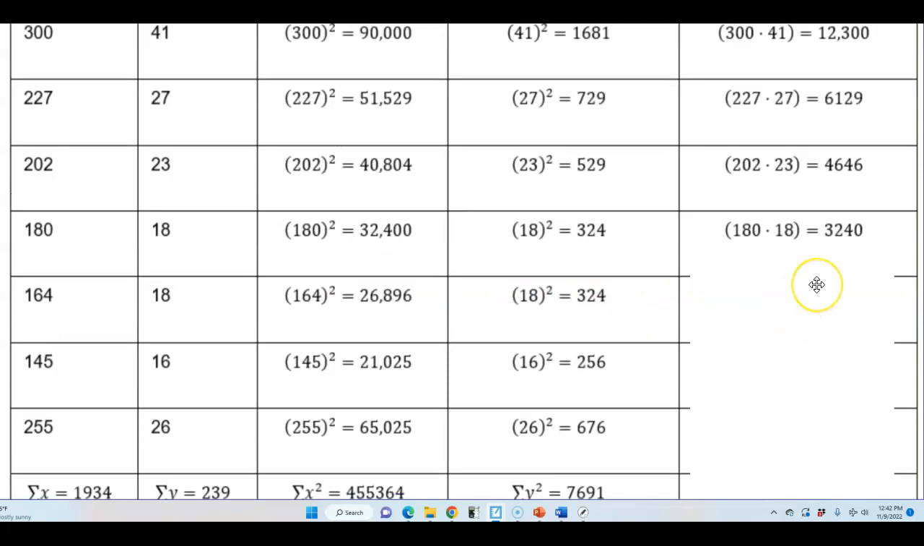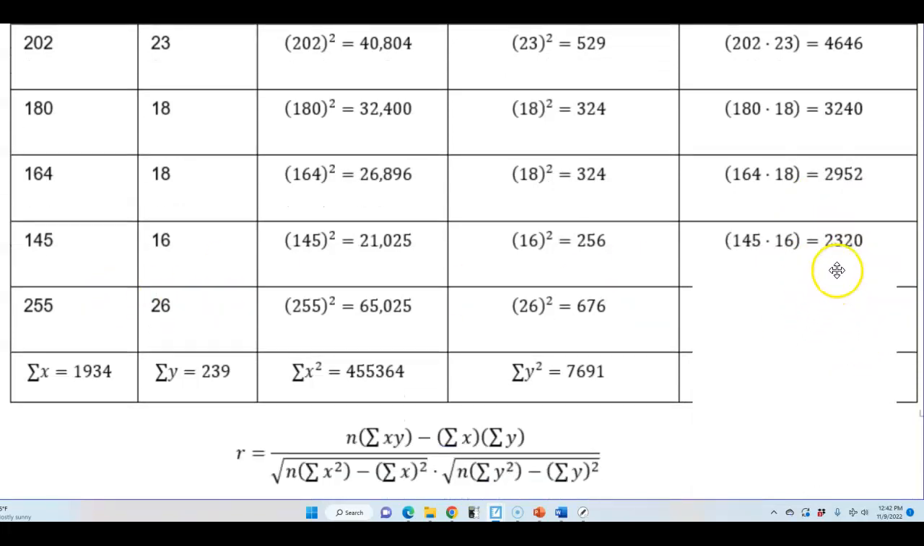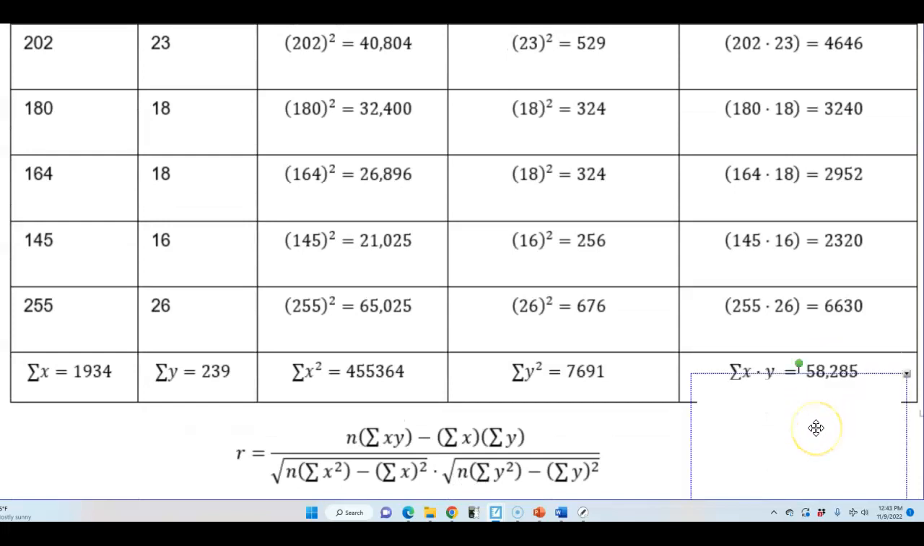180 times 18 gives us 3,240. 164 times 18 gives us 2,952. 145 times 16 is 2,320. And 255 times 26 gives us 6,630. Now we want to find the sum of this total column. When we find the sum of x times y, we get 58,285. Now we want to plug all those values into our formula.